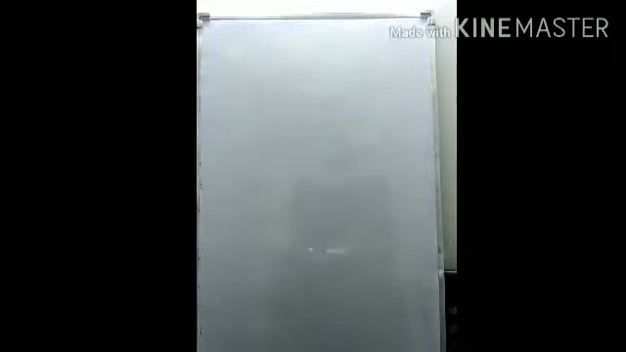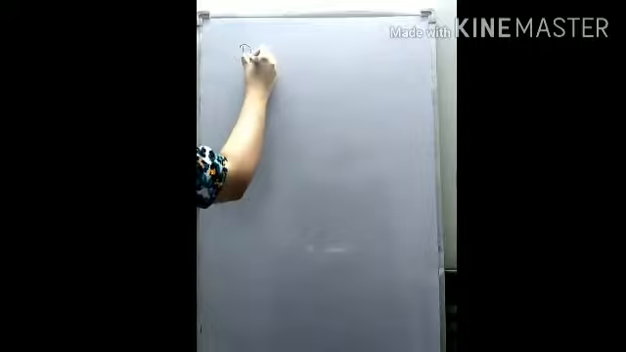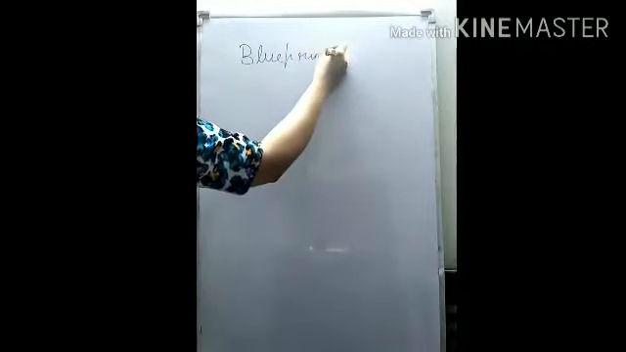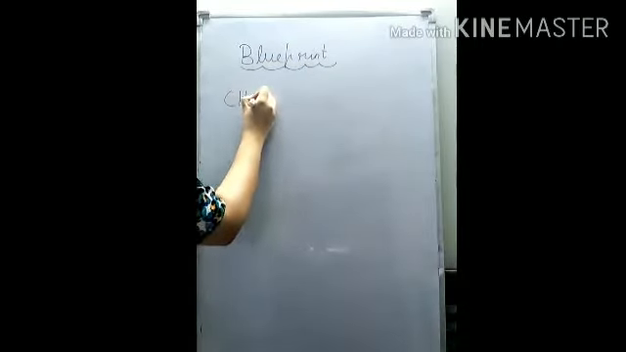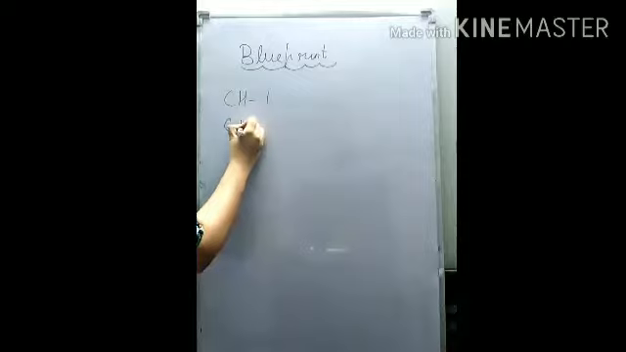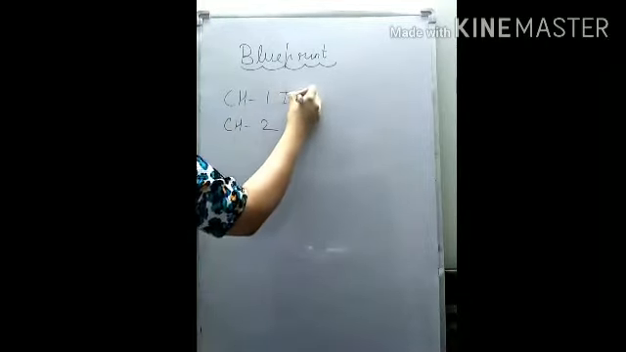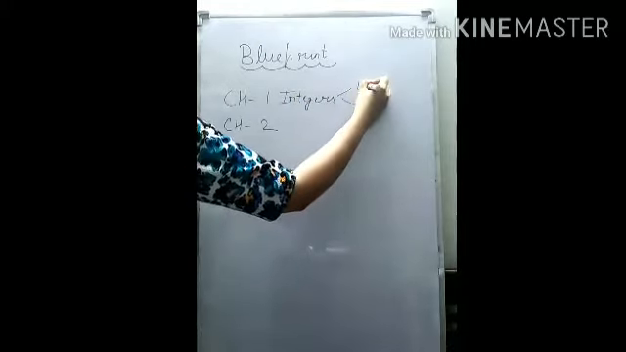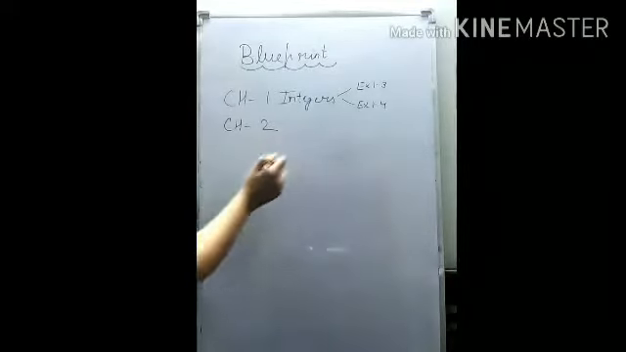Today I have to make important information for you. We have a blueprint in which we have chapter number 1, we have chapter number 2. Chapter number 1 is, I guess, integers. We have done exercise 1.3 and exercise 1.4.